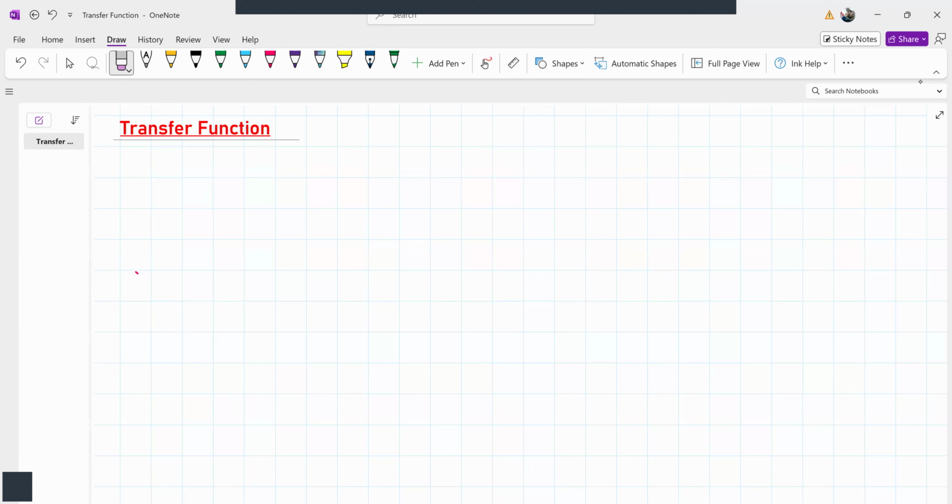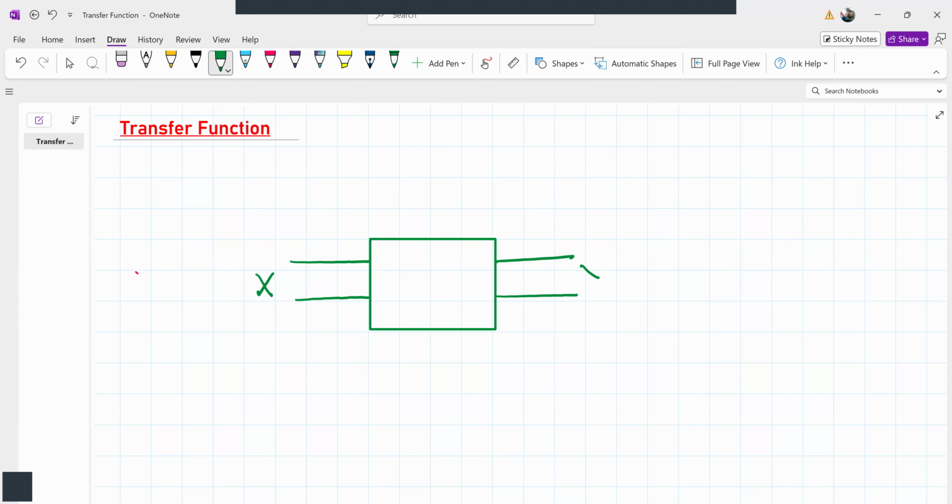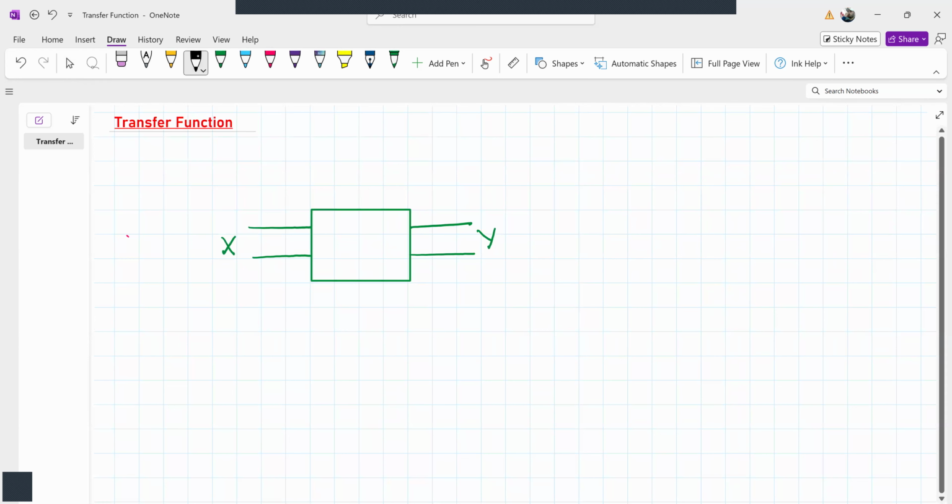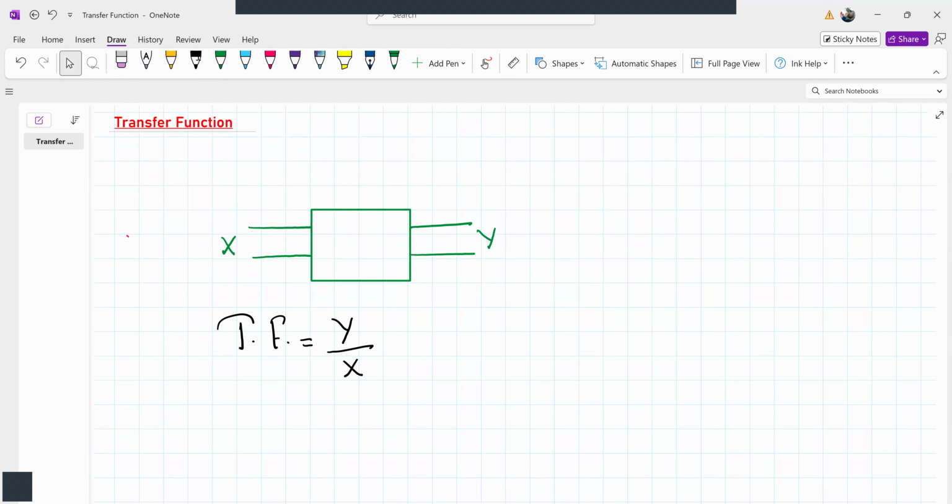Welcome. In this session, we'll talk about the transfer function of a network. Let's suppose we have a network, a system, where the transform input is X and the transform output is Y. So the transfer function (TF) of a system is simply defined as Y divided by X, where X and Y are the transform input and output.